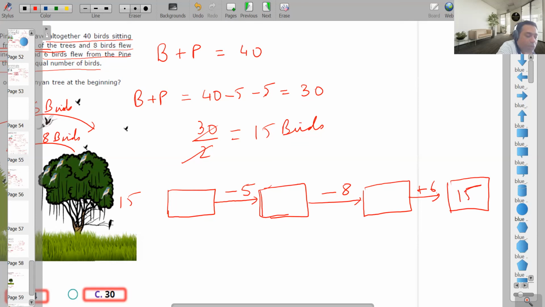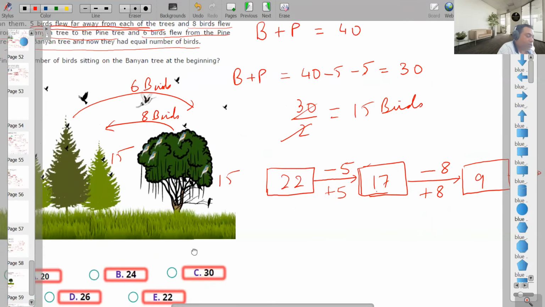Okay. If we undo all this, if the birds had not flown from the pine tree to the banyan tree, it would have had 9 birds. Now, if the birds from the banyan tree had not flown to the pine tree, the banyan tree would have had more birds, which would be 17. So you add the 8 back, you reverse the process. And then if no birds had flown away from the banyan tree, in that case, the banyan tree would have had 5 more birds. So the banyan tree would have had 17 plus 5, which is 22.